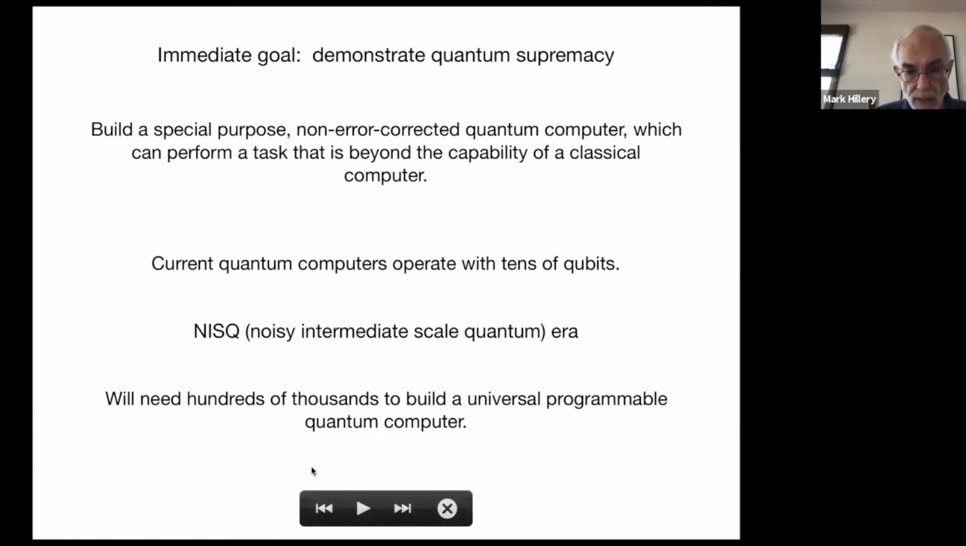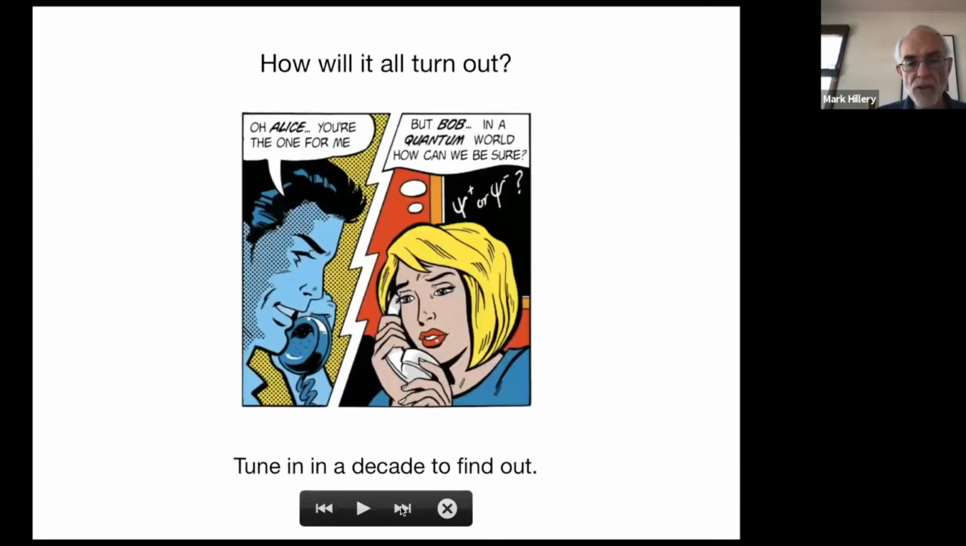Okay. And so to conclude, how is it all going to turn out? Well, here are famous actors, Bob and Alice. All I can say is tune in 10 years and we'll see where things stand. Progress has been a lot more rapid than certainly I and most other people thought. And you have to hand it to the experimentalists. They've done a fantastic job, and we'll see what more they can do.